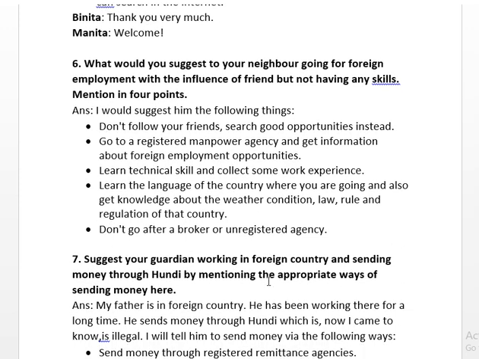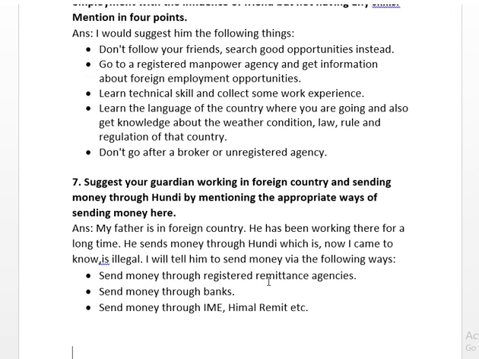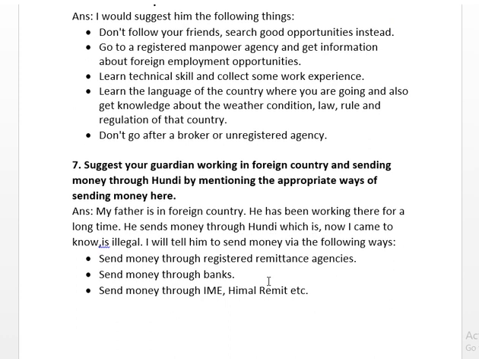Question number 7. Suggest to your guardian working in a foreign country and spending money and sending money through hundi, by mentioning the appropriate ways of sending money. So hundi is an illegal way of sending money from a foreign country. Hundi is illegal because it is unregistered, and tax is not paid, so it is illegal. And here is the answer.